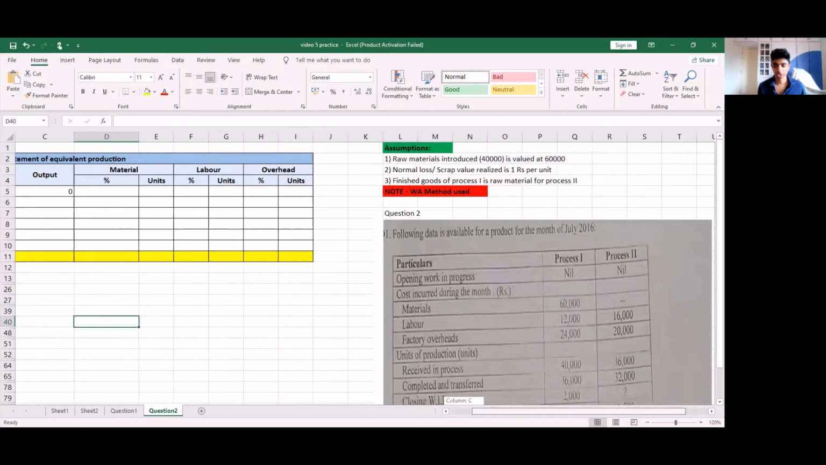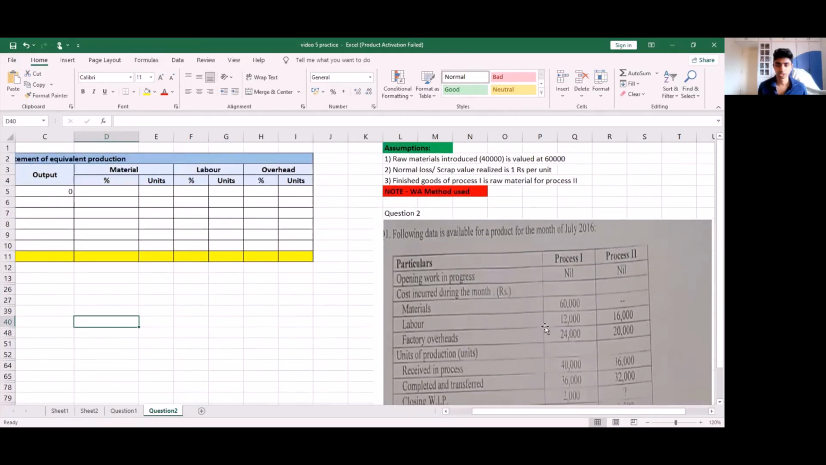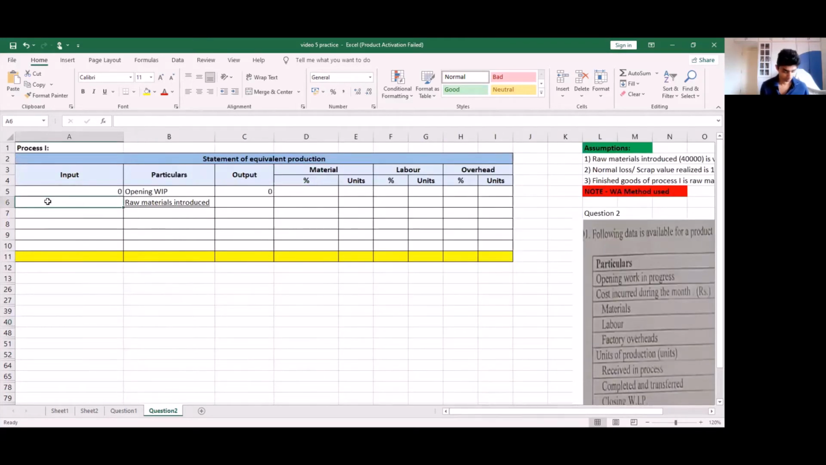So let's move on to our raw materials introduced. Raw materials introduced is nothing but what is received in process. So we have received this and this is our input. So we have 40,000 units valued at 60,000 materials. This is an assumption we have written down here. But for now, we need only our units, which is 40,000.